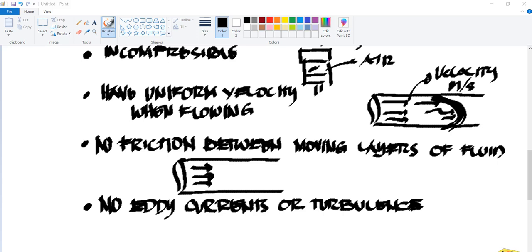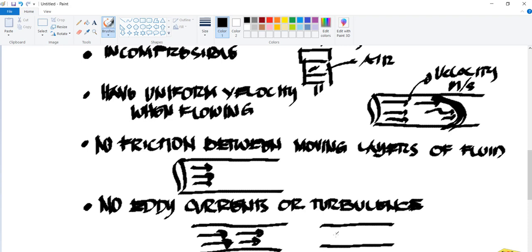Then we have no eddy currents or turbulence. When we say eddy current or turbulence, for example, this is your pipe. Usually you have a uniform flow, equal. Now, if you have turbulence, usually that is unequal. So for turbulent flow, the flow of water is something like this, rumbling like this. Okay? They have different directions. In layman's terms in Tagalog, magulo ang type of flow niya. That is the turbulence. Now, in ideal, there is no turbulence.